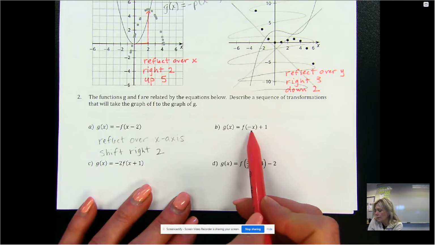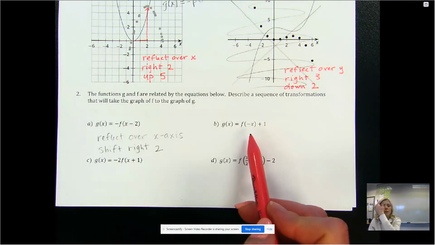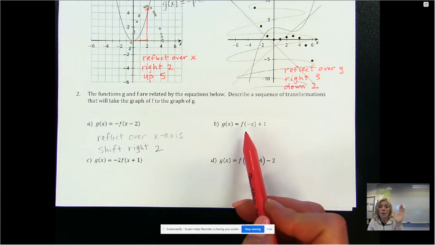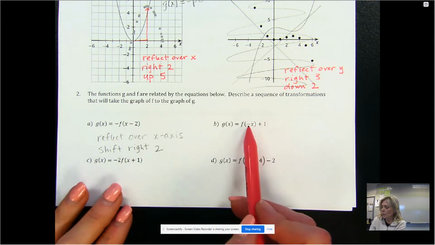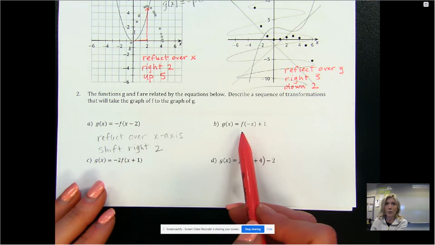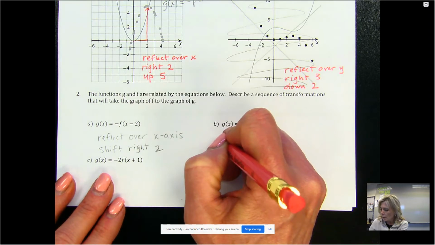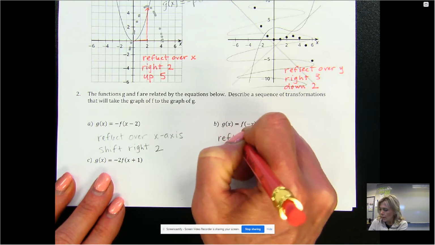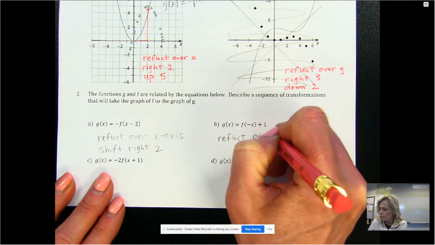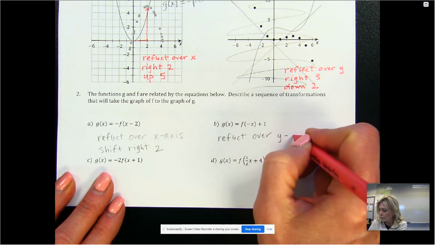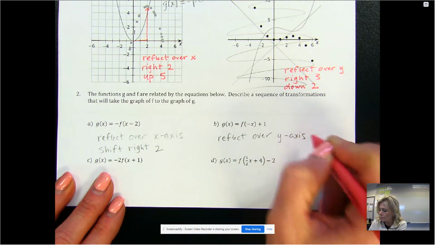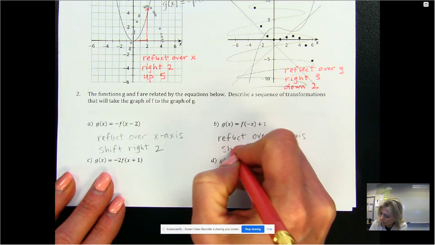Then when we have the negative inside and it's a change to the input, that's reflecting over the y-axis, because on the left side of the y-axis, that's where the x values are negative. On the right side of the y-axis, that's where x values are positive. So when we change the sign of x, it makes it reflect over the y-axis. So reflect over the y-axis and shift up 1.